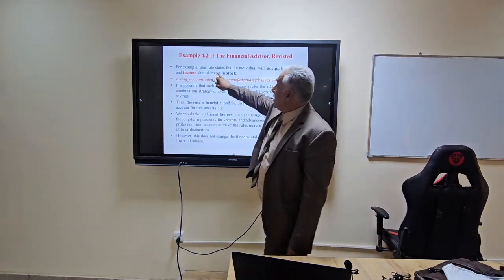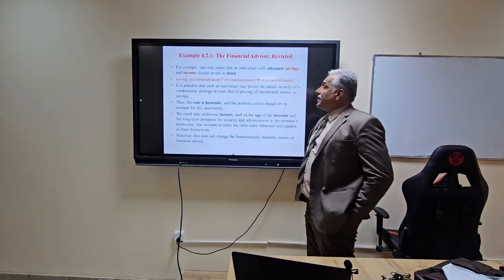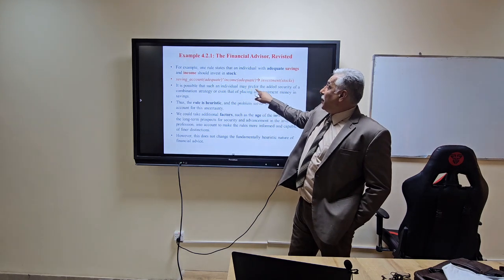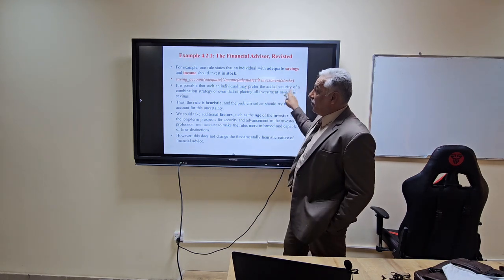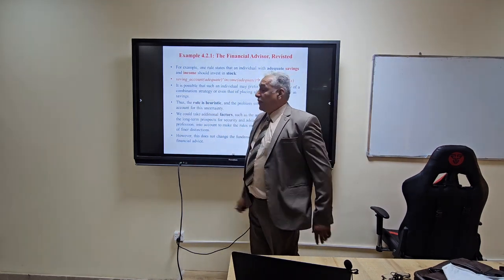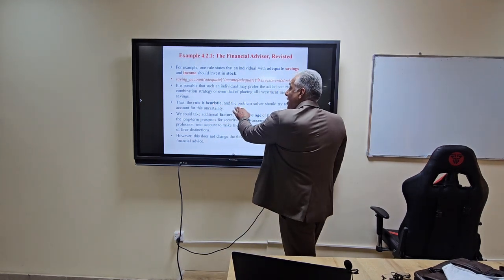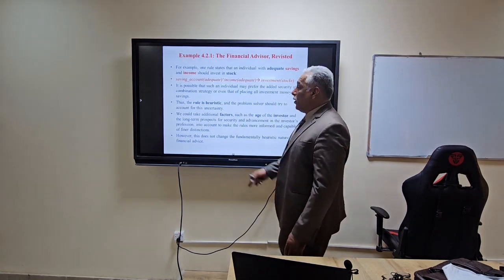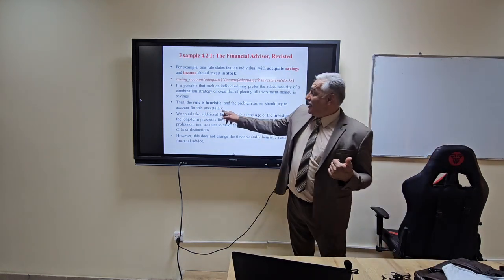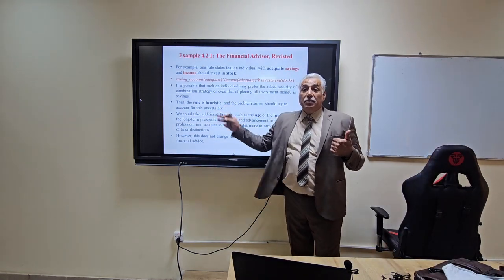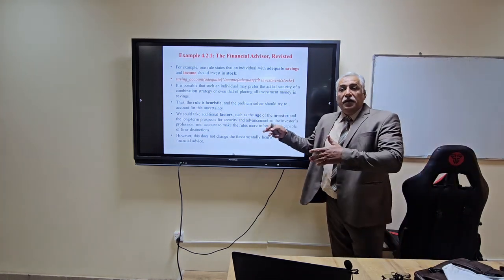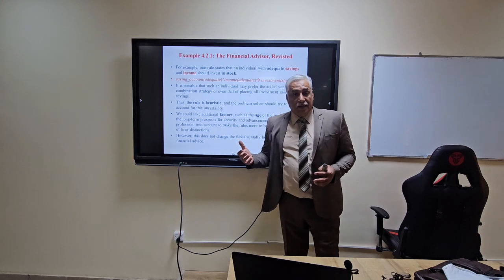Thus, for example, a rule says that an individual with adequate saving and income should invest in the stocks. It is possible that such an individual may prefer a security or combination strategy, or even placing all investment money in savings. Thus, the rule is heuristic and the problem solver should try to account for this uncertainty. Now, this is another factor called uncertainty. Uncertainty must be put in the evaluation function in this problem, and this makes the problem more complex to solve.